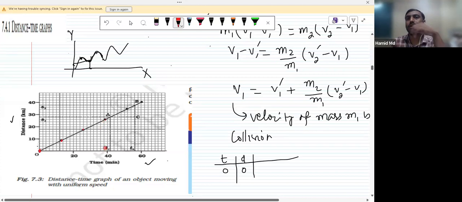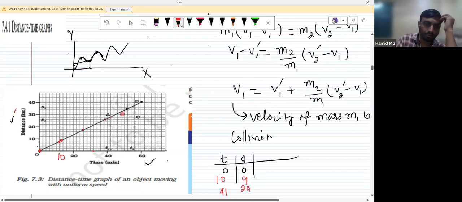We are just checking our clock and seeing how far we have moved. Suppose this is 10 on the scale, and this is 30, with values in between. When we check at 10, we see that we have covered around 9 kilometers. Similarly, when we are at 41 seconds, we see we have covered 29 kilometers.